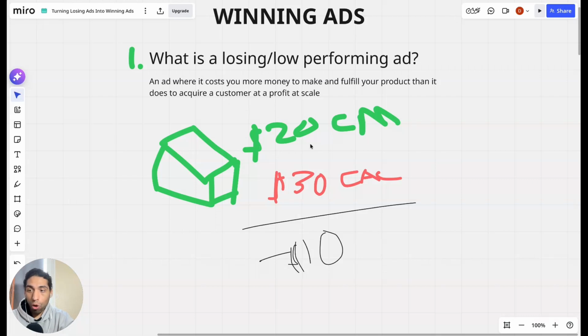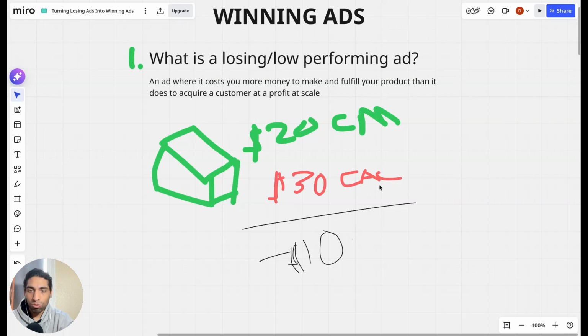A low performing ad would be when you run Meta ads and you're spending $30 CAC. So you make a $20 profit after everything without the advertising, then you run Meta ads and you're spending $30 to acquire a customer. In other words, you're losing $10 per sale. That is what I consider to be a low performing or a losing ad.